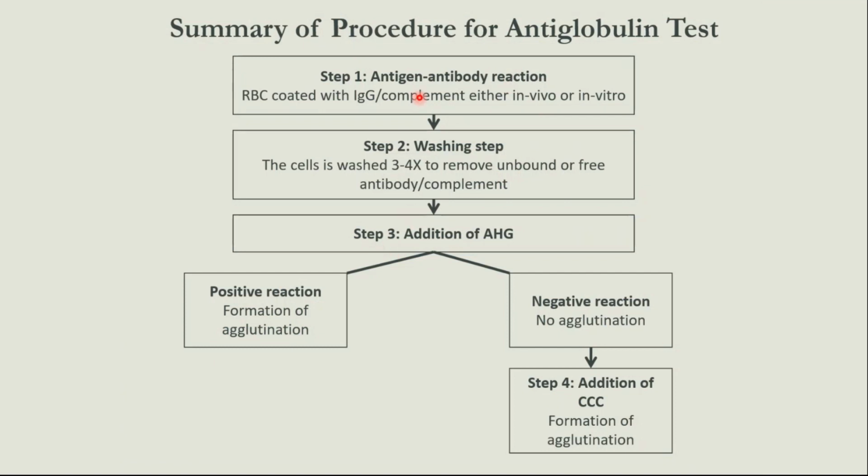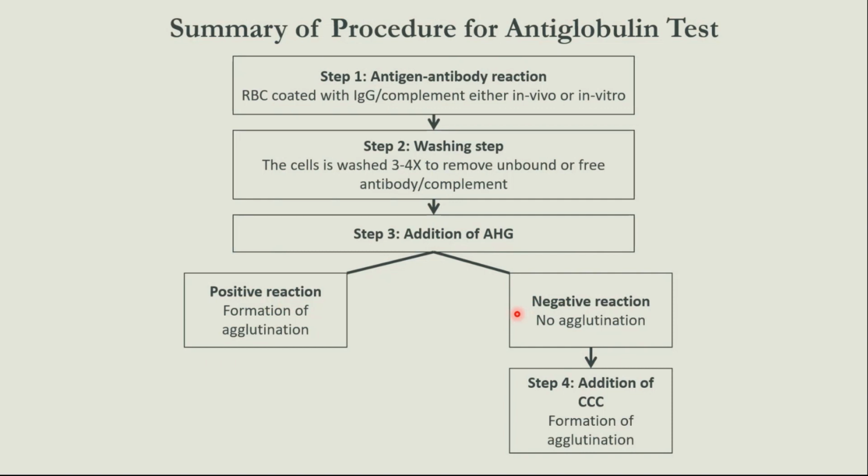Okay, the summary of the procedure for antiglobulin testing. Step 1, antigen-antibody reaction. RBC is coated with IgG either in vivo or in vitro. Step 2, washing step. The cells are washed 3 times to remove unbound or free antibody fragments. Next is addition of AHG, anti-human globulin. If the reaction is positive, it will form agglutination or clumping. If there is no agglutination, that means the reaction is negative.